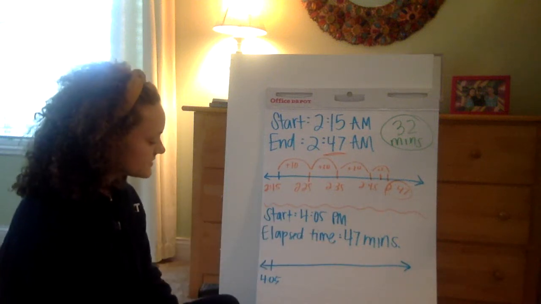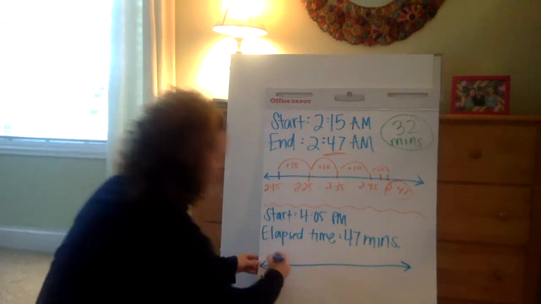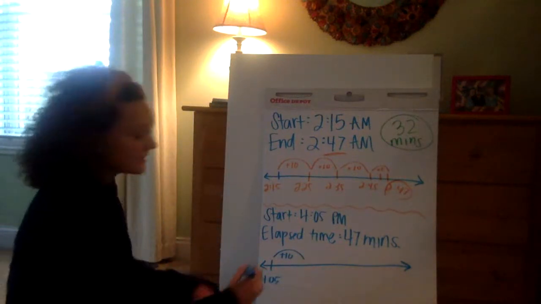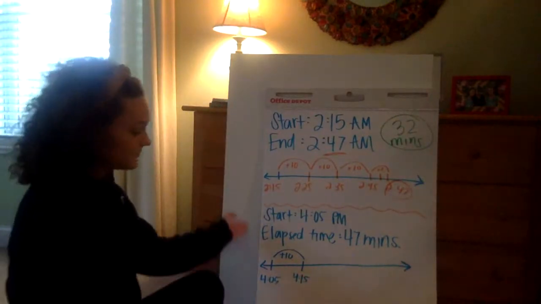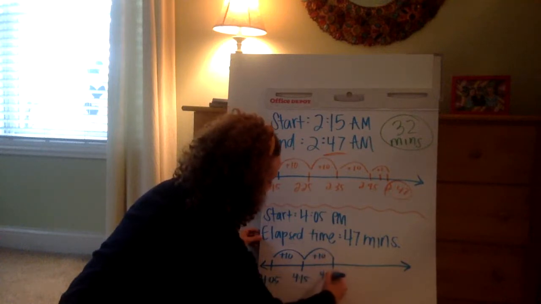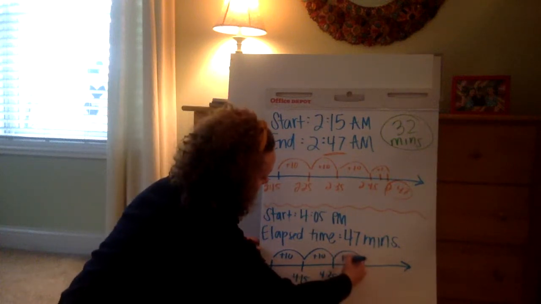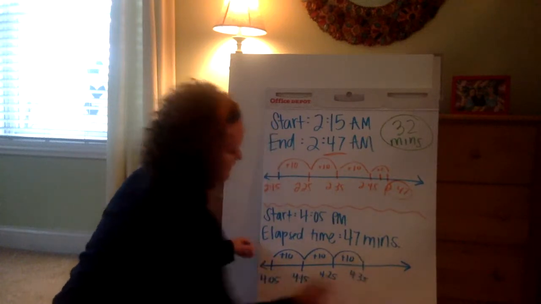So let's start counting by tens again. I like counting by tens. I think it gives us a good start. So let's count by plus 10. So 4:05 plus 10 gives me 4:15. Okay, I'm going to keep counting by tens. Another 10 gives me 4:25. Okay, as you can see, I went all the way to 4:35.